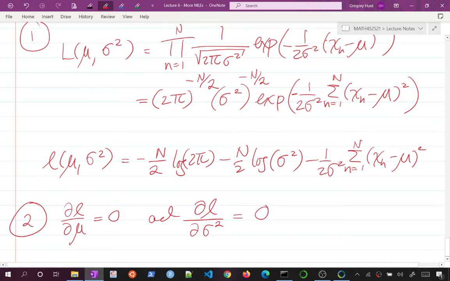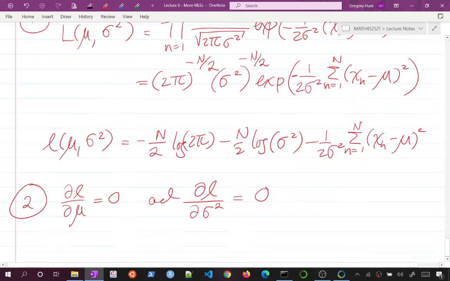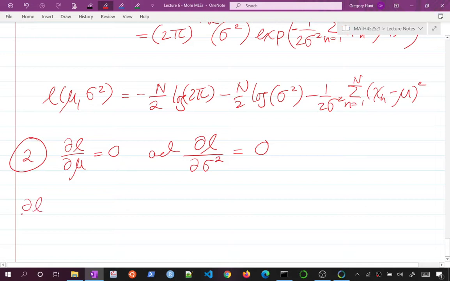So here is why we need to be careful about not getting rid of these squares, because we want to take a derivative with respect to sigma squared. Okay, so the first one is dl d mu. This first term disappears. Let's actually change our color just for the sake of it.